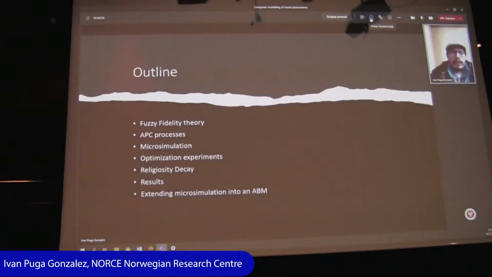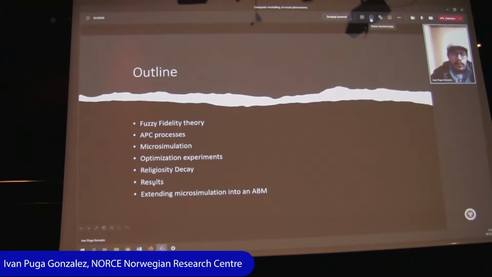So the outline of my presentation is the following. I will start talking very briefly about the fuzzy fidelity theory. Then I will talk about what the age, period, and cohort processes are, which also try to explain how secularization processes are happening. I will then move on to the microsimulation, the type of optimization experiments we did, and the target curve of religiosity decay that we use for the optimization experiments.